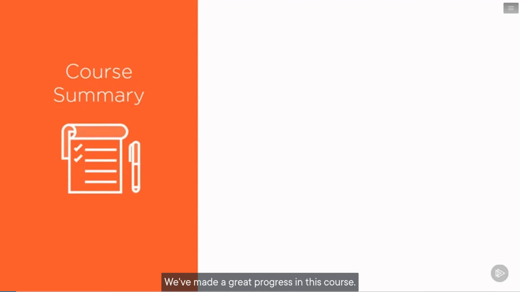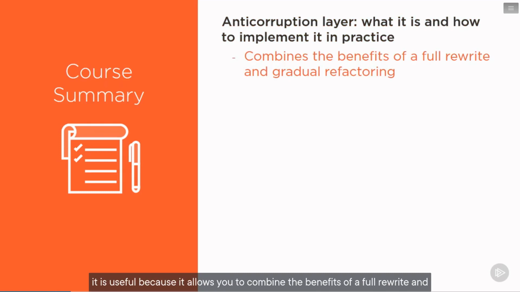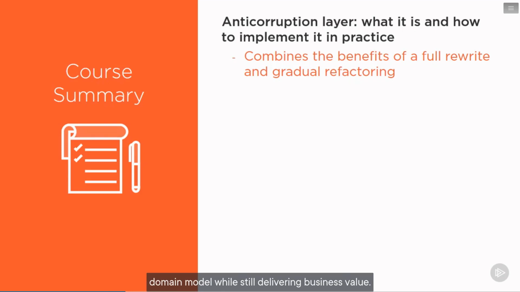We've made great progress in this course. You have learned about the anti-corruption layer, what it is and why it is useful, and how to implement it in practice. To summarize, it is useful because it allows you to combine the benefits of a full rewrite and gradual refactoring, in a sense that it allows you to work on a greenfield domain model while still delivering business value. We implemented new feature requests in several steps.